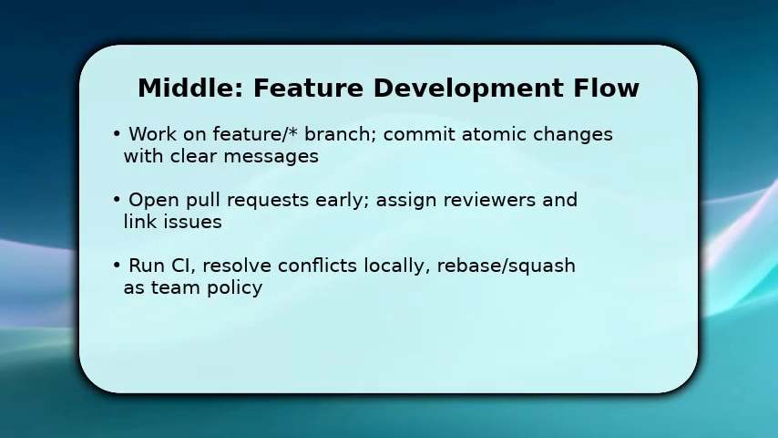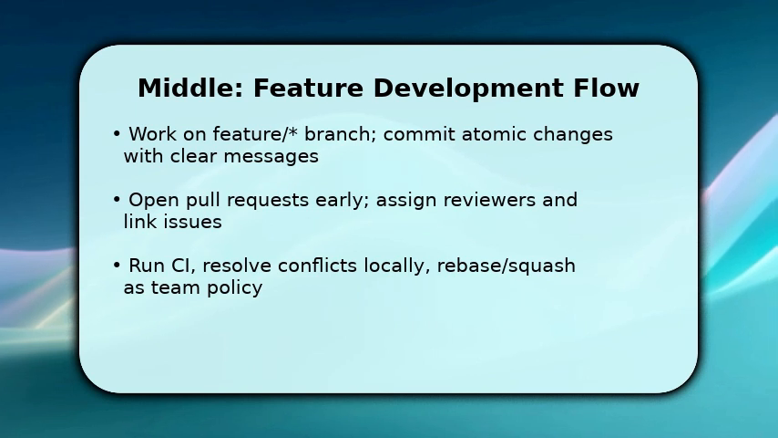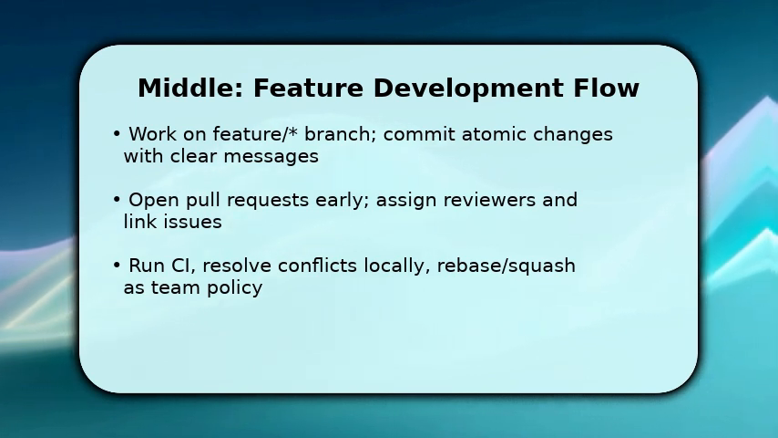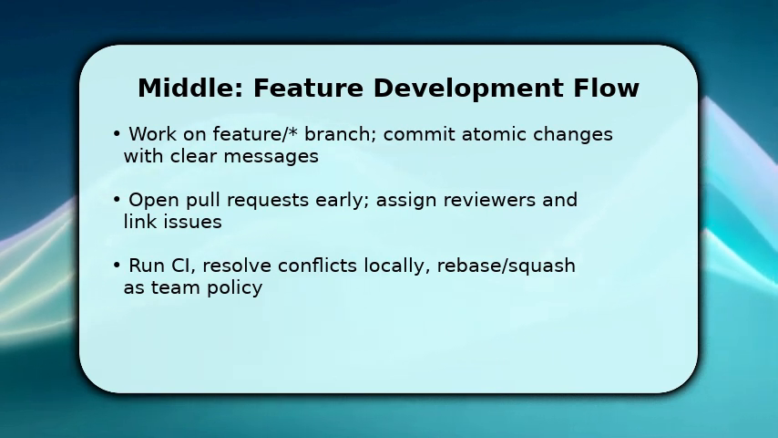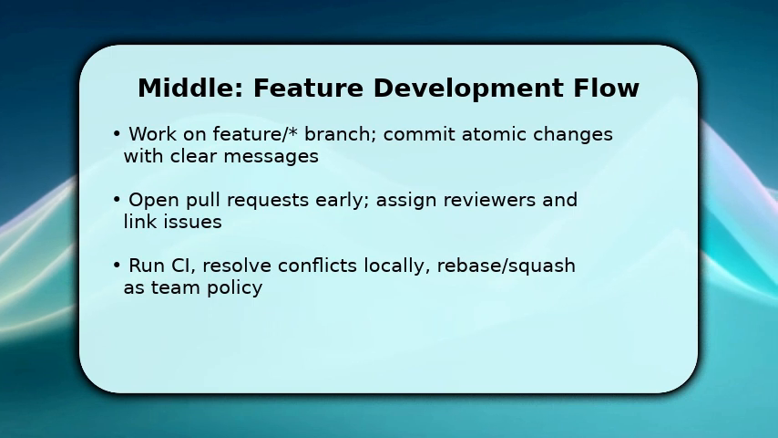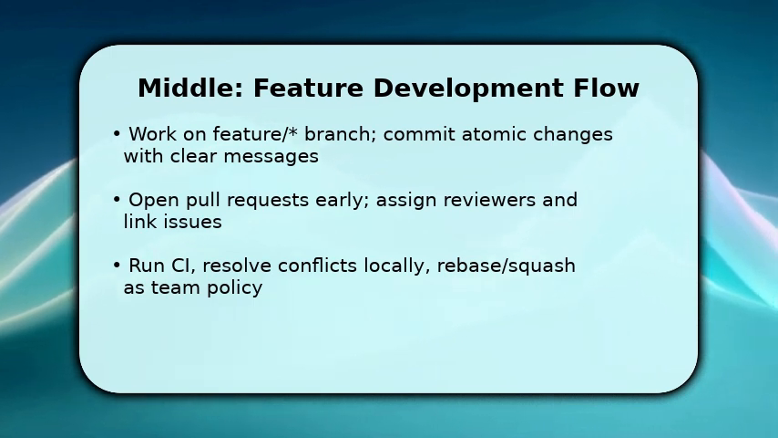You'll now execute the development flow. Check out a feature branch and make small, atomic commits with descriptive messages so history is useful. Once a logical chunk is ready, open a pull request and assign reviewers. Reference the issue number to connect work.